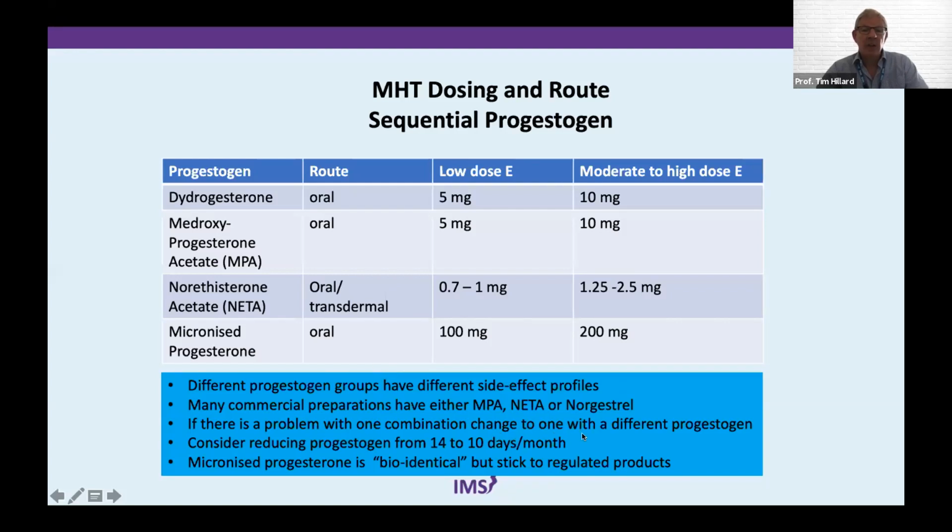If they have continuing problems, then you may be able to reduce the length of progesterone from 14 days down to 10 days a month, but need to be aware of the dosing and make sure that you're still getting good cycle control. Micronized progesterone is a good option, and for many women who ask for bioidentical hormones, it's important to highlight that this is equivalent to the progesterone that's produced in women. So it is essentially bioidentical, but it's important we stick with regulated products and not use compounded therapies.